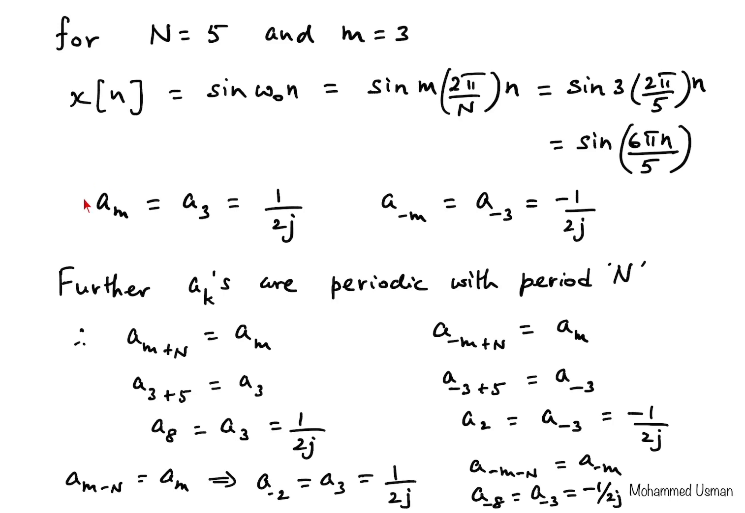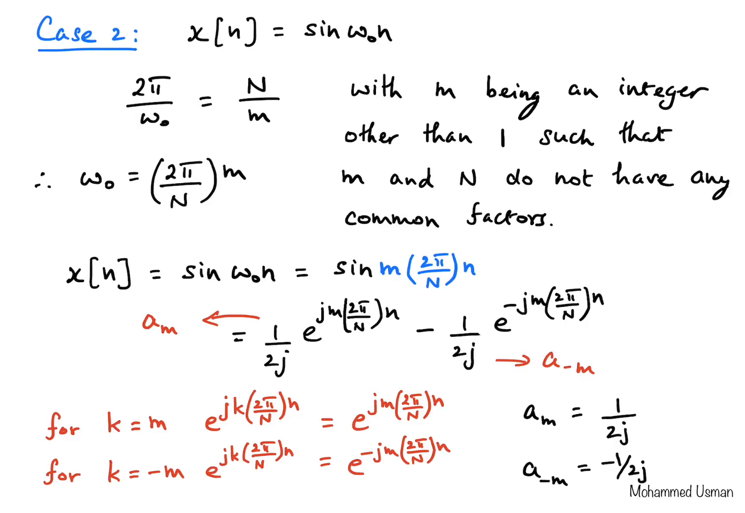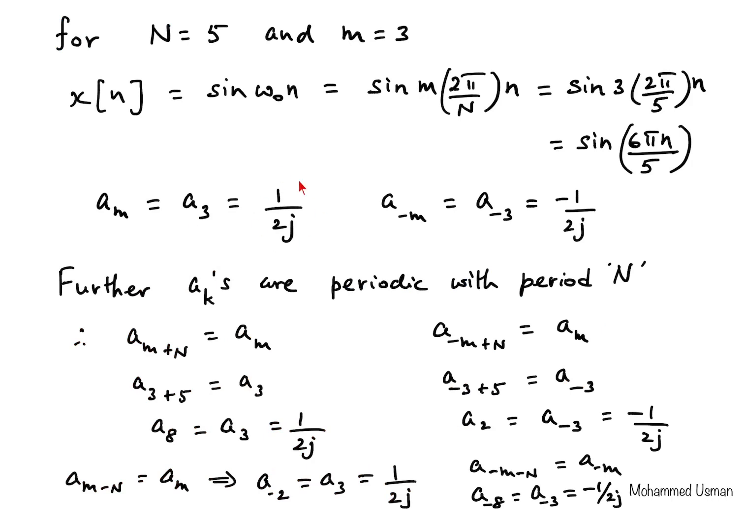So in this case we have seen that am is equal to 1 by 2j and a minus m is minus 1 by 2j, which is what we have seen here. And now we know the value of m as 3. So we get a3 as 1 by 2j and a minus 3 as minus 1 by 2j. Since the ak are periodic with period n, any shift of the value of m by n will give the same value for ak as well. So am plus n is am. So n is 5 here and m is 3. So a8 will be the same as a3, and similarly a2 will be the same as a minus 3.